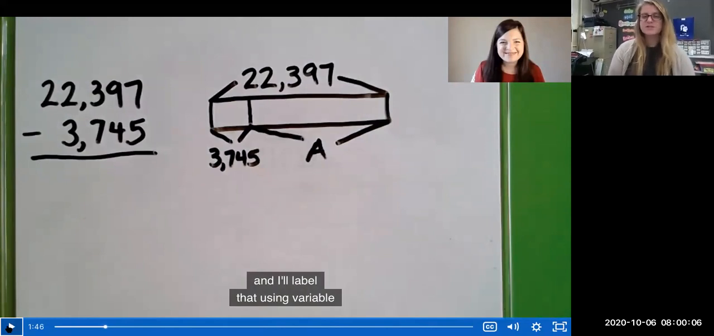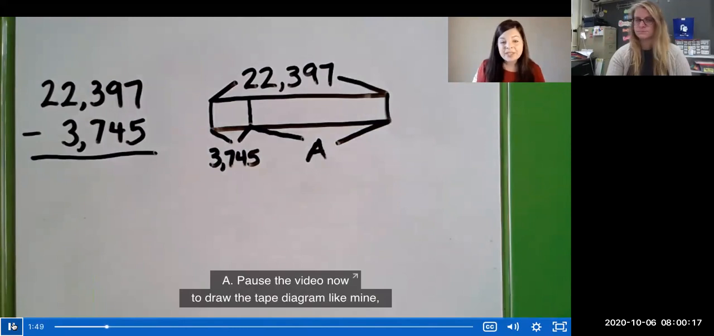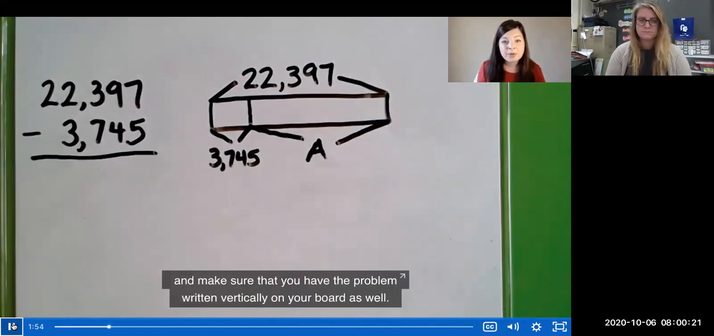So she's showing us her tape diagram to help us understand what we're looking for within a subtraction problem. Pause the video now to draw the tape diagram like mine and make sure that you have the problem written vertically on your board as well. So your board now, after you unpause, should look exactly like her board.